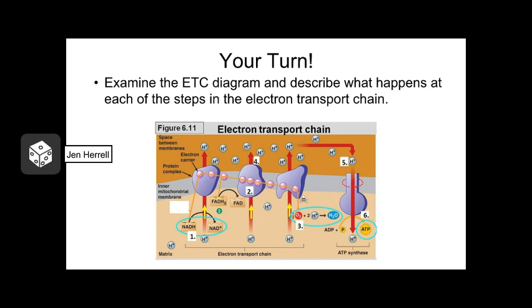I'd like you to complete this Your Turn before you come to class. In this Your Turn, you're going to examine this diagram of the electron transport chain, and you're going to describe what you see happening at each step. See if you can figure out what this diagram means. It's very similar to the other diagrams we've looked at.